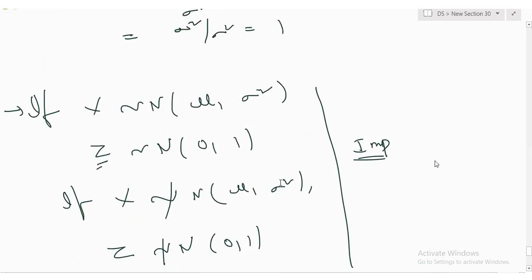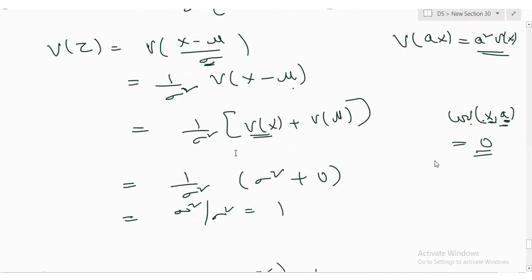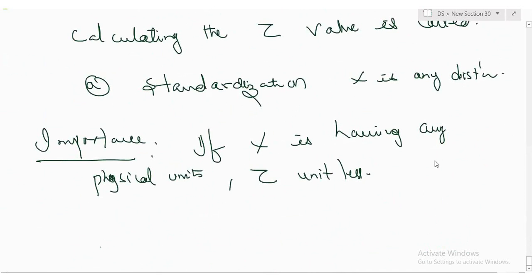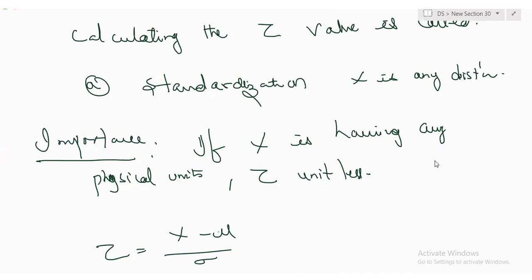Why is it unitless? Let us see. What is Z? For any distribution, it doesn't matter. X minus mu is going to have what units? 0 units, right? X minus mu is 0 units. If X is 10 centimeters minus 2 centimeters, the answer is 8 centimeters or something else.